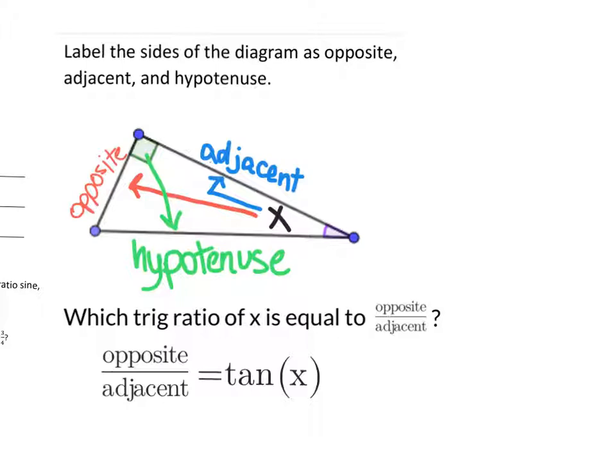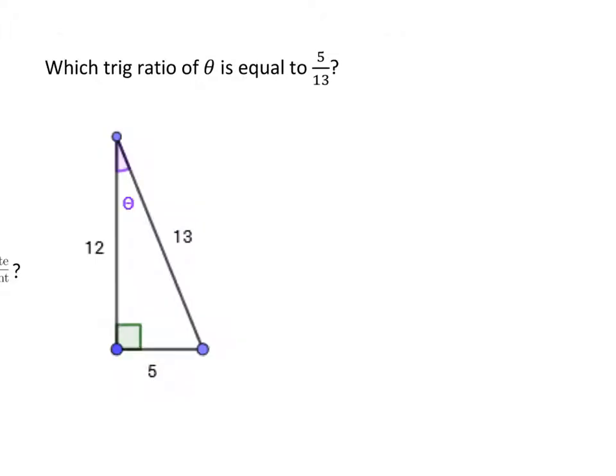Now let's try an example where we have numbers for the side lengths. We want to know which trig ratio of theta, where theta is our reference angle, is equal to the fraction 5 over 13. First, we have to label our triangle in relation to our reference angle theta. When we label it, we want to know what's the opposite, what's the adjacent, and what's the hypotenuse. We know for every right triangle, the hypotenuse is the side opposite the right angle.